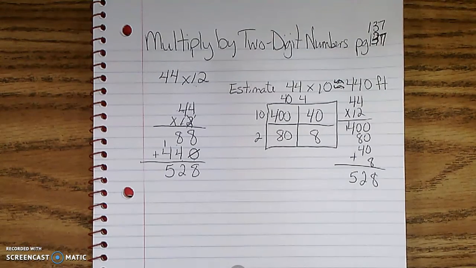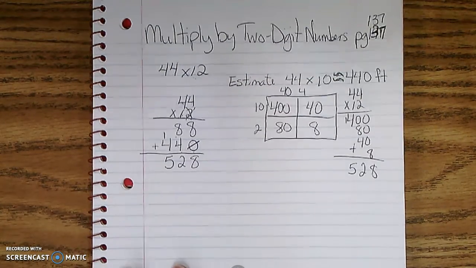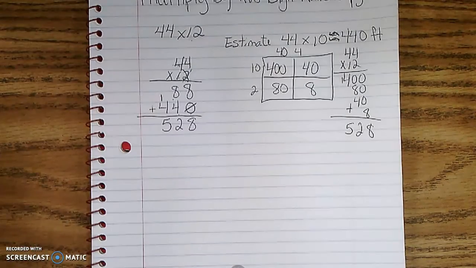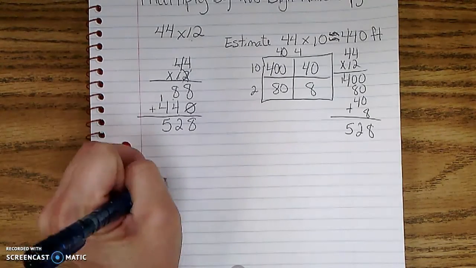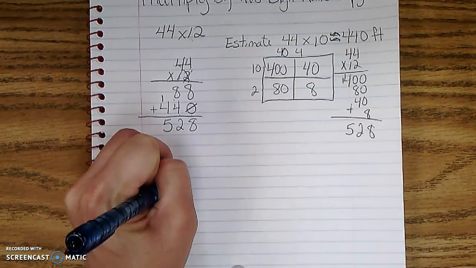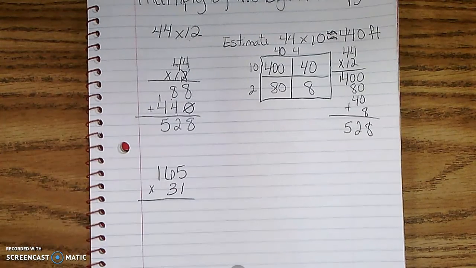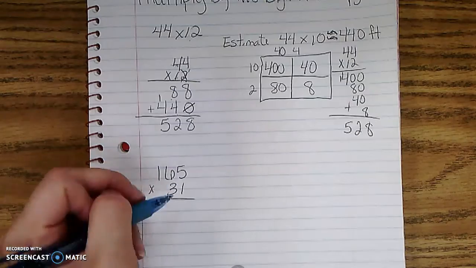Okay, let me turn my page here. On this next page, they're showing us a 3-digit by 2-digit number, and that works the same. So I would do 165 times 31, which is the example on page 138. And everything works the same.